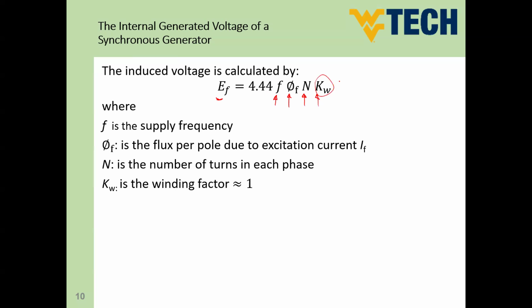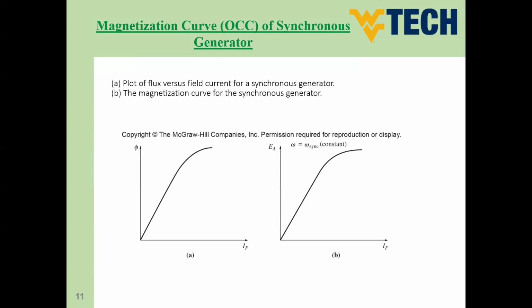So this winding factor, we assume that this factor is almost equal to 1. So you can say by the end, the induced volt equals 4.44 times frequency times flux times number of turns. So we can say that EF, the generated volt, is proportional to frequency times flux. So the induced volt is proportional to frequency times flux. And this is the peak flux of our machine.